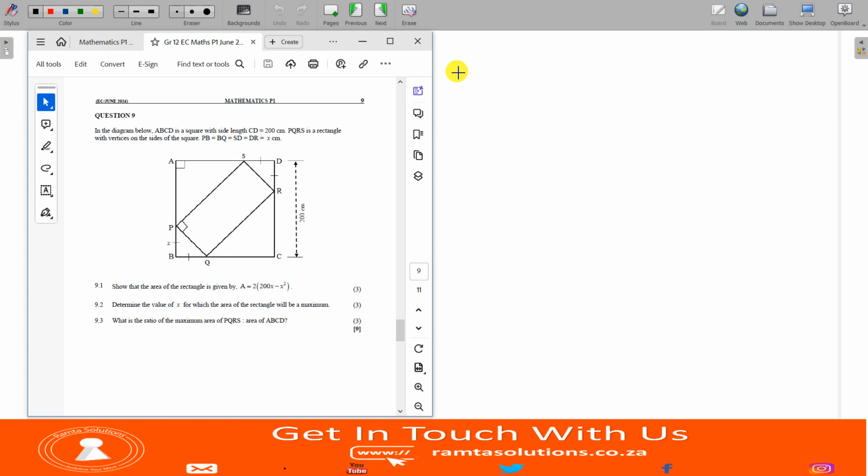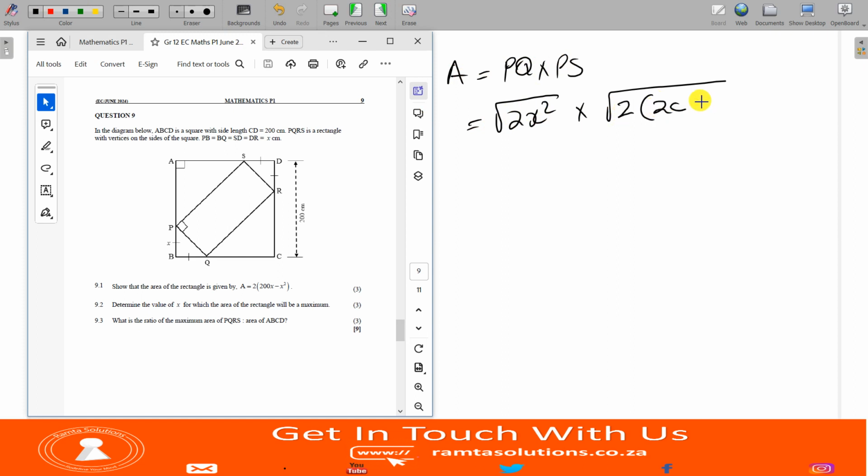Area of a rectangle. Area is length times breadth, meaning PQ times PS. What is PQ? You said it was the square root of 2x squared. And then what is PS? You said it was the square root of 2 times 200 minus x all squared, isn't it? Now let's see. These are all under a square root. You can write them as 2x squared. In fact, 2 times 2 will be 4. So let me write it as 4x squared.